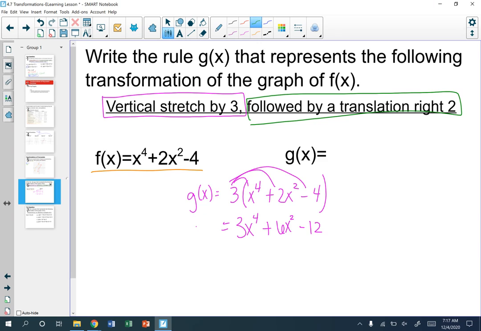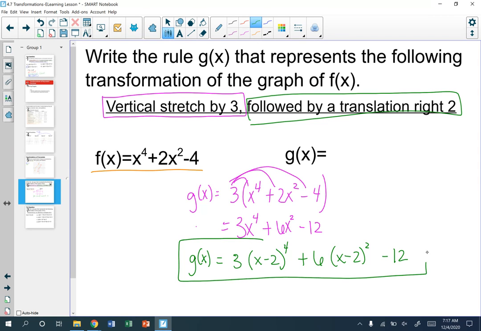Followed by a translation right 2. So remember, right 2 is going to be subtract 2, but on the inside. And that has to happen to each and every term. So wherever we see an x, we have to subtract 2. And remember that the fourth power goes on the outside, just like it would if we were doing a quadratic. Okay, now we do the same thing. 3(x minus 2) to the fourth plus 6(x minus 2) squared minus 12. Okay, and then we have nothing left to do. This would be our final answer.